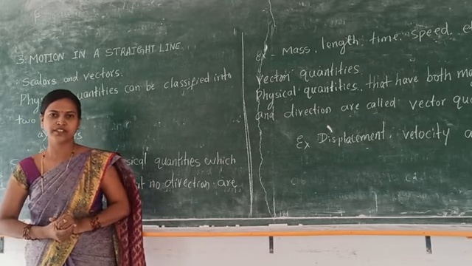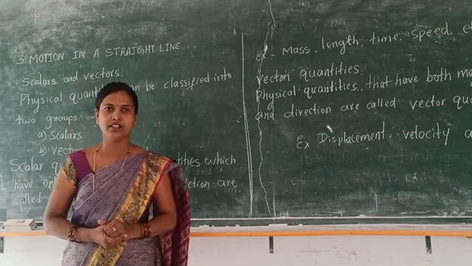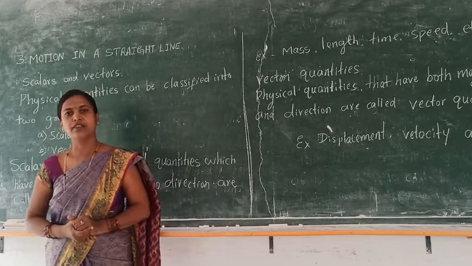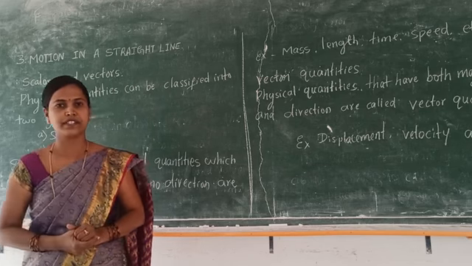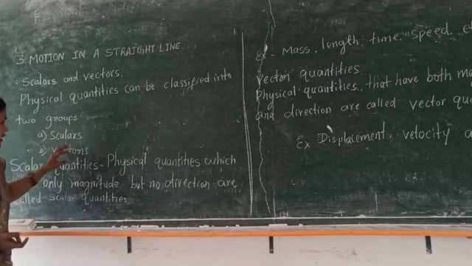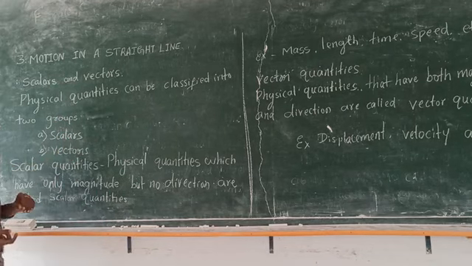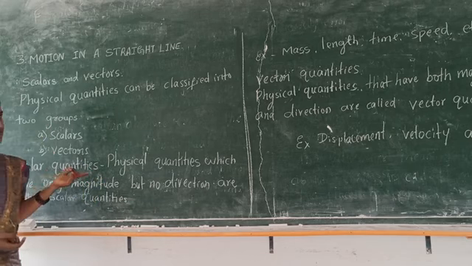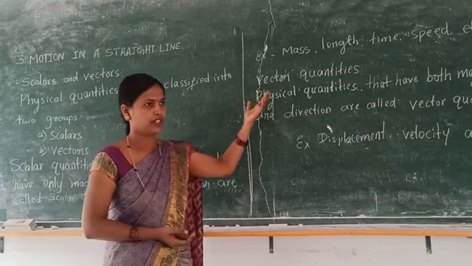The third chapter is motion in a straight line. In this chapter, we are going to discuss scalar and vector quantities. All the physical quantities can be classified into scalar and vector quantities. Then define what is meant by scalar quantities and what is meant by vector quantities.